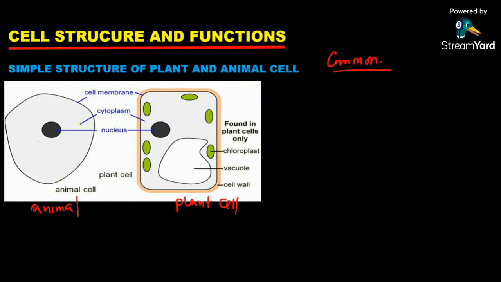With the animal cell, the outer part is called the cell membrane. Then the inner part here, this part sometimes is shaded like this.